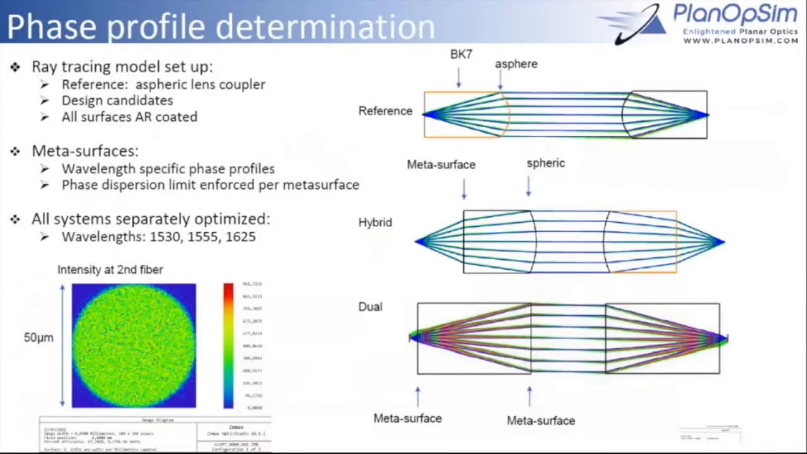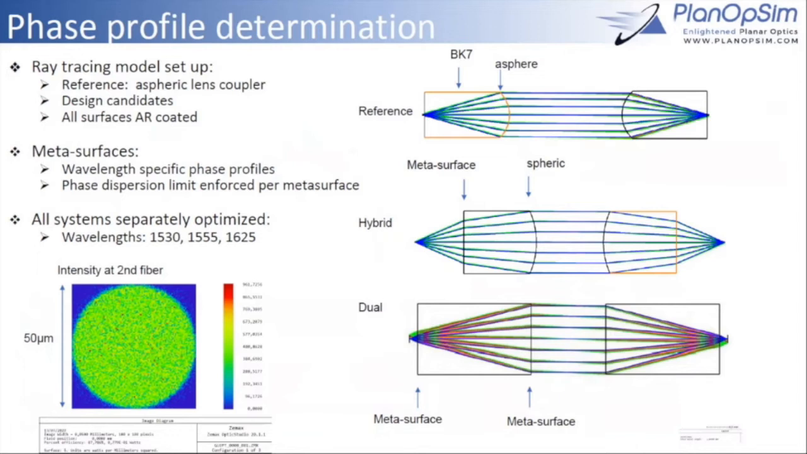But first things first, we're comparing three systems here. The top is a reference system consisting of our fiber on the left, then an aspheric lens made out of PK7 glass, then symmetrically the same system to couple back from this free space region into the fiber. The second possible solution is a hybrid system where we have a metasurface here, a spherical lens on the other side of the surface, and then again symmetric. The third solution is the dual metasurface, where we have the fiber, one metasurface here, a small one, and a larger one here.